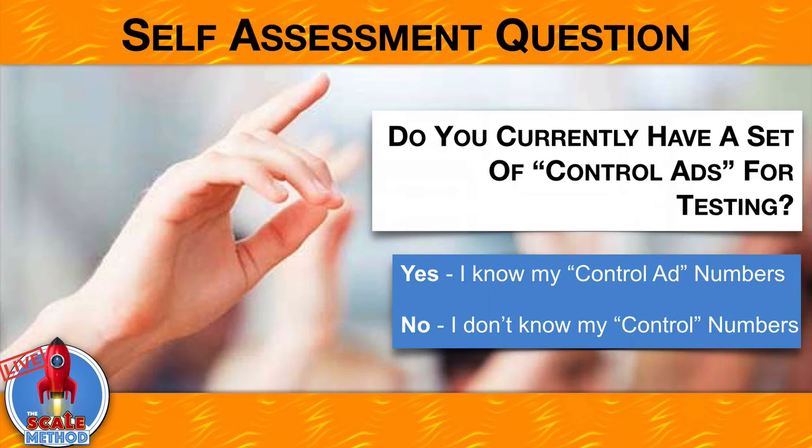So self-assessment question. Do you currently have a set of control ads for testing? Meaning, do you know what ads will produce you, for example, $1 a click and $4 leads? Do you know what ads will produce you predictable likes? At what cost and what investment? So do you currently have a set of control ads for testing? Do you know your numbers?